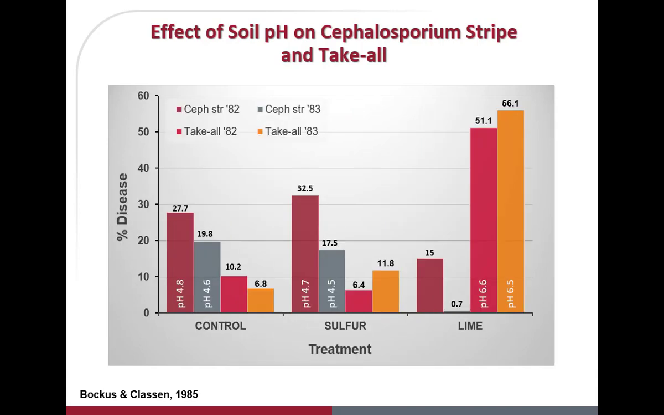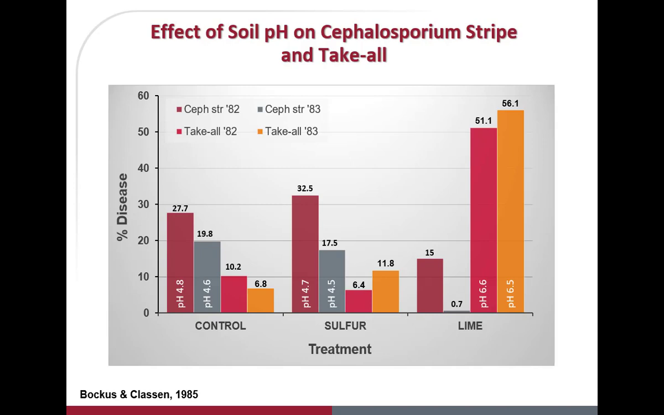Okay, when they came in then and looked at disease, this is percent disease on the left from 0 to 60, for the 3 treatments. They looked at Cephalosporium stripe in 1982 and 1983, Ceph stripe and Decay. So these first 2 on the left here are Cephalosporium. These 2 bars on the right are Decay. So this is 1 year after application of the lime and the sulfur. Again, you see the pH here was 4.8 in the control treatments, 4.8, 4.6. About 28 and 20% Cephalosporium in the control, about 10 and 7% Decay in the control.